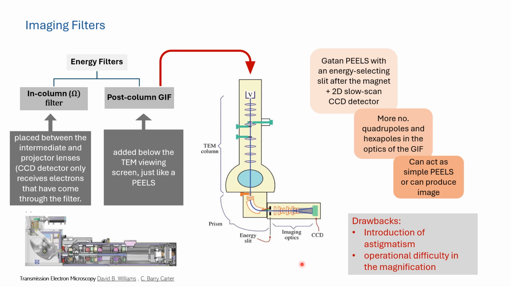Again, it has some drawbacks. The post-column GIF, of course, has some drawbacks, like it introduces some astigmatism, and the operational difficulty is also quite high for this.